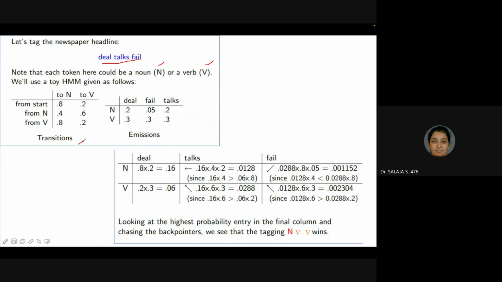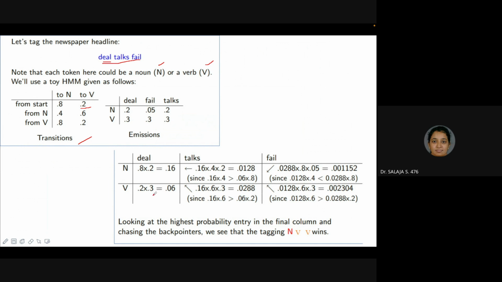Here you have a transition where you have start to a noun or start to a verb, a noun to a noun, noun to a verb. It identifies whether it is from the start. If you take deal, is it a noun or a verb? If it's a noun, the probability is 0.8, and if it's a verb, the probability is 0.2. And then you have the emission: if it's a noun, it is 0.2, 0.05, and 0.2. Here it is 0.3 together.